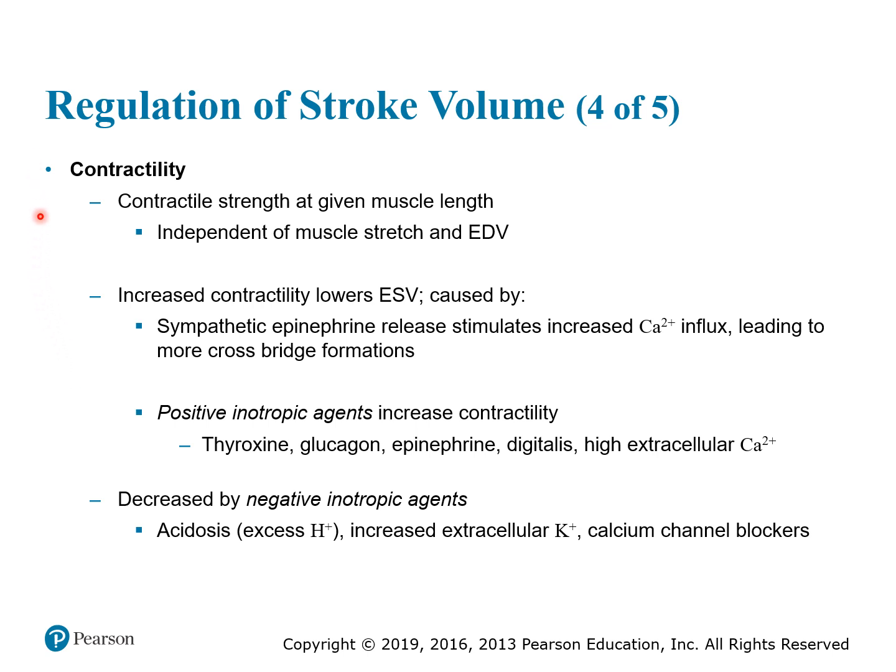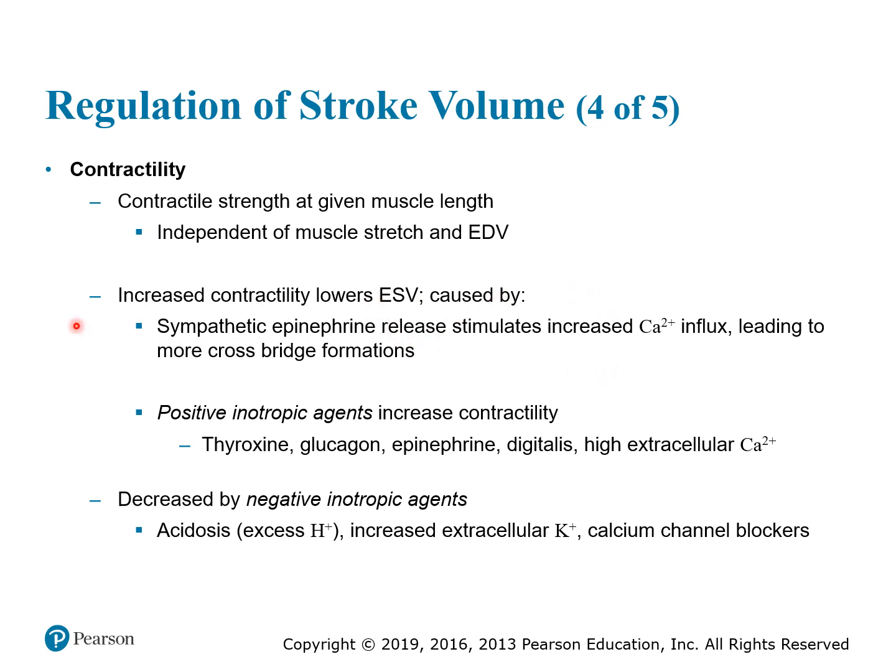Now the second factor which affects the stroke volume is the contractility. How do we define contractility? It is the contractile strength at a given muscle length, and it is independent of the muscle stretch and the end diastolic volume. Increasing contractility lowers the end systolic volume, which makes sense because if the heart contracts with strength, the contractility is increased, and it will be able to push more blood outside of the heart. So as a result, the end systolic volume will decrease.